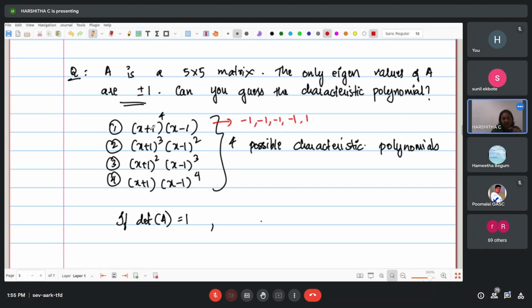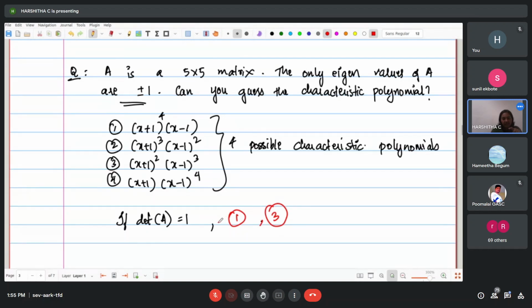So this multiplicity of minus 1, this power that comes, has to be even, right? Because you want the product to be plus 1. So if in addition this information is given, you will have a lesser number of possible characteristic polynomials. So 1 is possible. You can just check the others. So 1 and probably 3. And x plus 1 whole to the power of 4 is one of them.